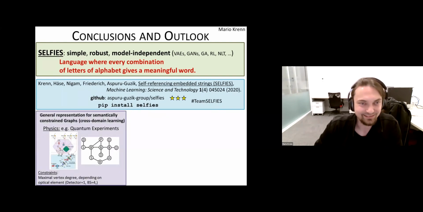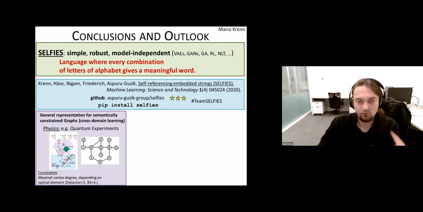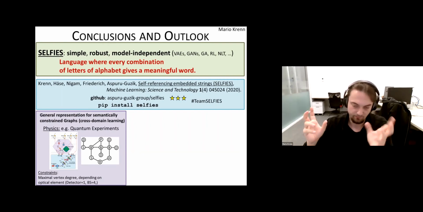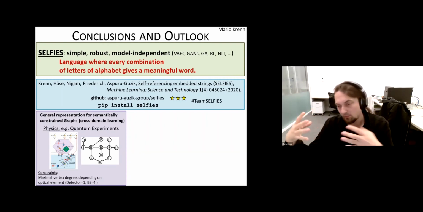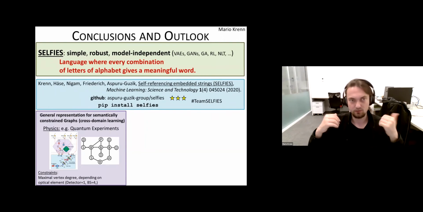Okay, now the other outlook. SELFIES is not only a representation for molecular strings, but you can think about it as a representation for arbitrary semantically constrained graphs, where the semantic constraint comes from the domain that you're working in. And in chemistry, the constraints come, for instance, from the number of bonds that atoms can have. You can also think about it in physics, in quantum physics, quantum experiments, which was on my first slide, my motivation to start in this field.